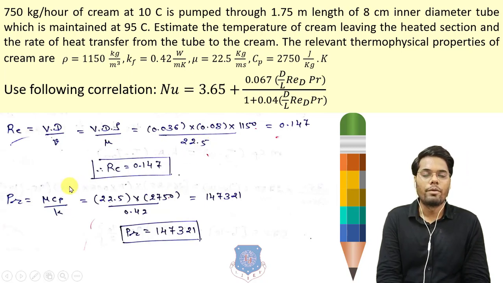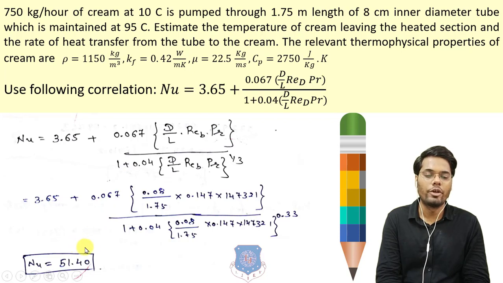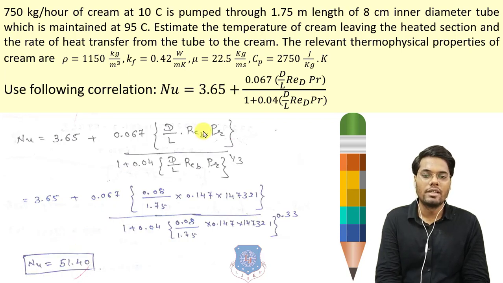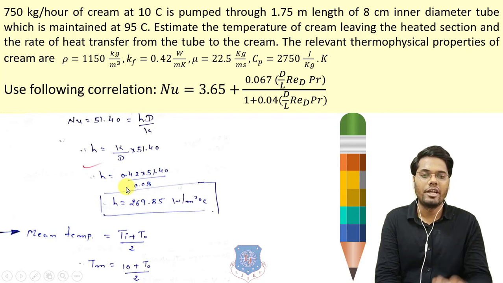Now we know the Prandtl number equation is mu Cp by K. The values of mu, Cp and K are already given in the question, so the Prandtl number would be 147321. Using the Reynolds number and Prandtl number in this equation, we get a Nusselt number of 51.40. We know that Nusselt number is equal to h L_c by K. In our question, the characteristic dimension is the diameter, so h D by K equals 51.40, and we get h as 269.85 watt per meter square degree Celsius.